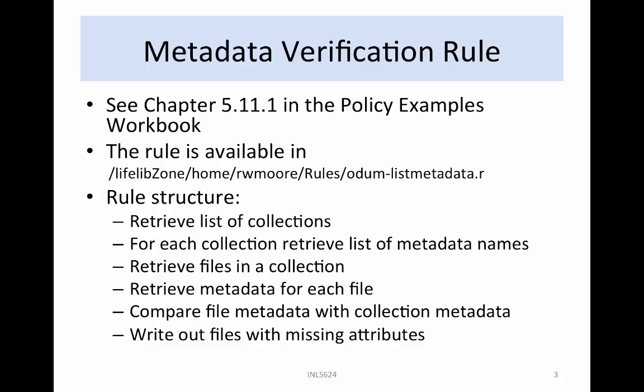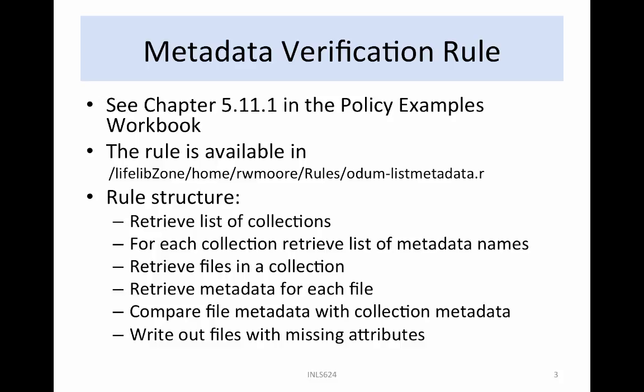Create a query for all subcollections of the user's home collection. Loop over the list of subcollections. For each subcollection, count the number of metadata attributes assigned to the subcollection. For each subcollection, count the number of files in the subcollection. If the number of files is greater than 0 and the number of metadata attributes is greater than 0, retrieve and loop over the metadata attributes in the collection.